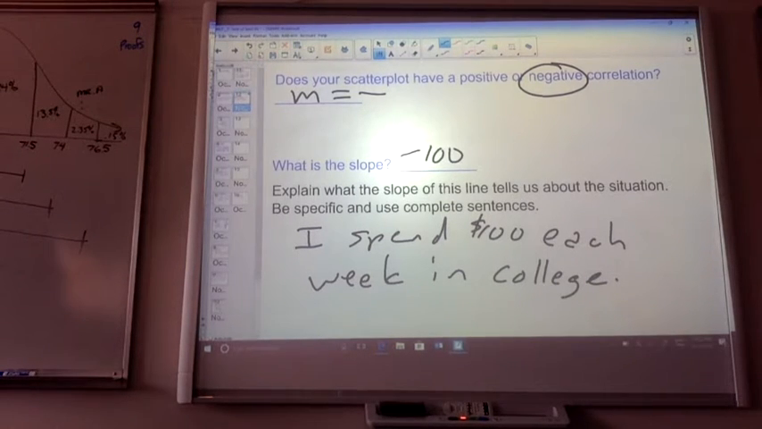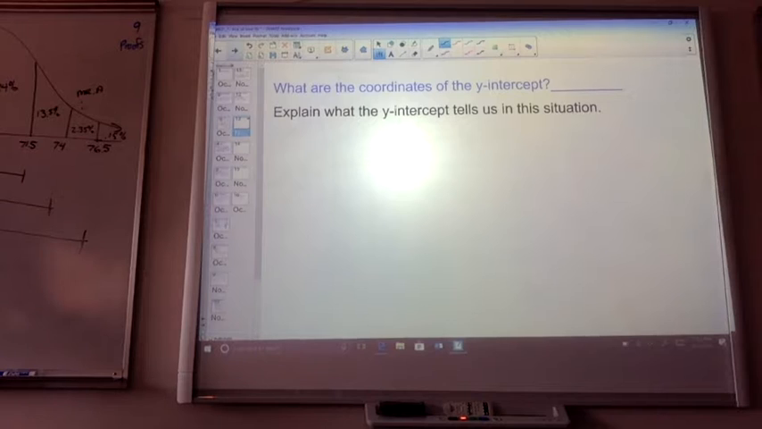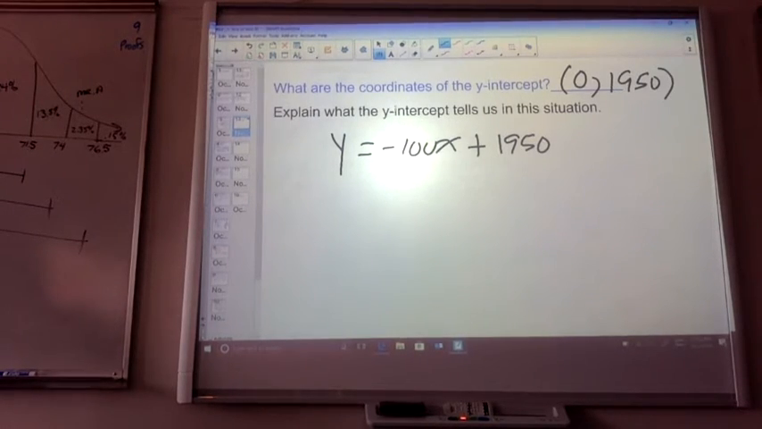We good? Still? All right. What are the coordinates of my y-intercept? What was my equation? Y equals negative 100x plus 1950. What does the y-intercept mean? (0, 1950). But my data started at 2.